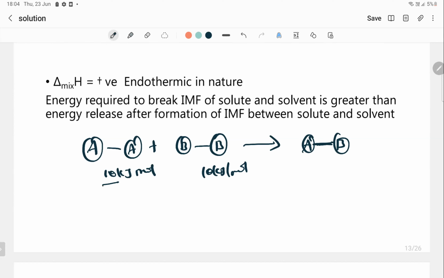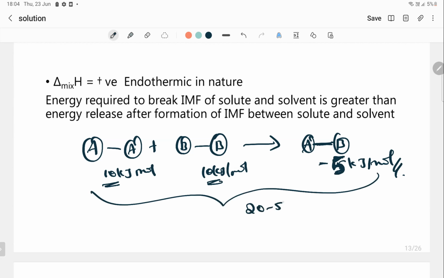So if here it is 10 and here it is 20, say for example, you can say minus 15 kilojoule per mole. You can say minus 5 itself is enough, so minus 5 kilojoule per mole is enough for the formation of the bond. Which means it is releasing only a less amount of energy. So now calculate the net change: 20 minus 5, which is nothing but 15 kilojoule per mole, which is positive. So here you can see the endothermic nature.